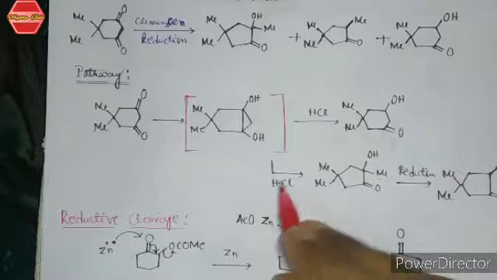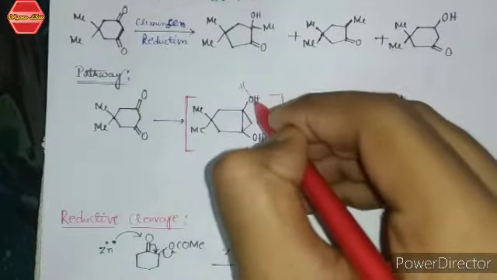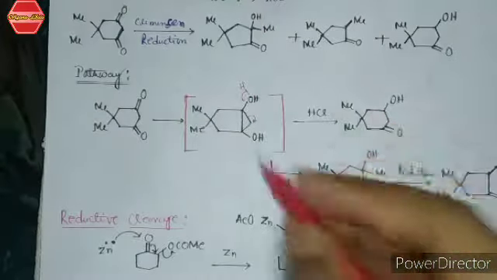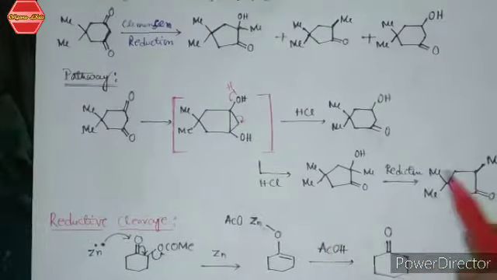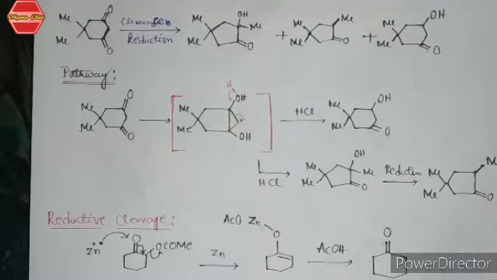Now if you use acid like this one, there is a possibility of this bond, like there is your OH, and these bonds go here. Now it is like this way these products are formed, and after reduction of this product, you get your final product like this.